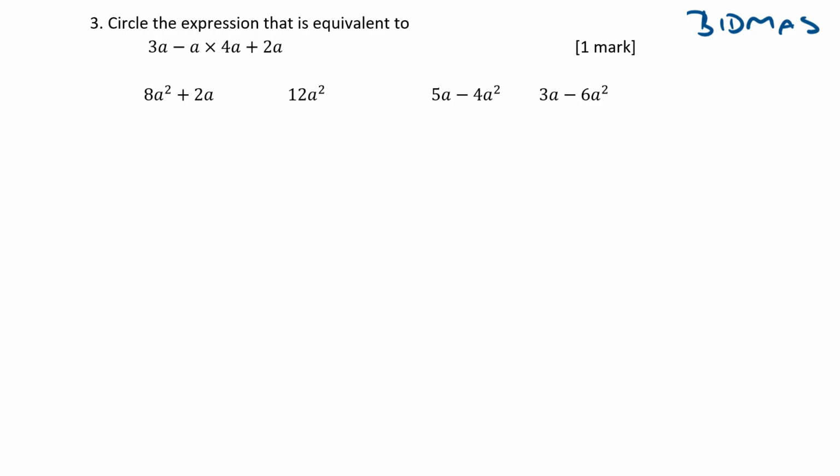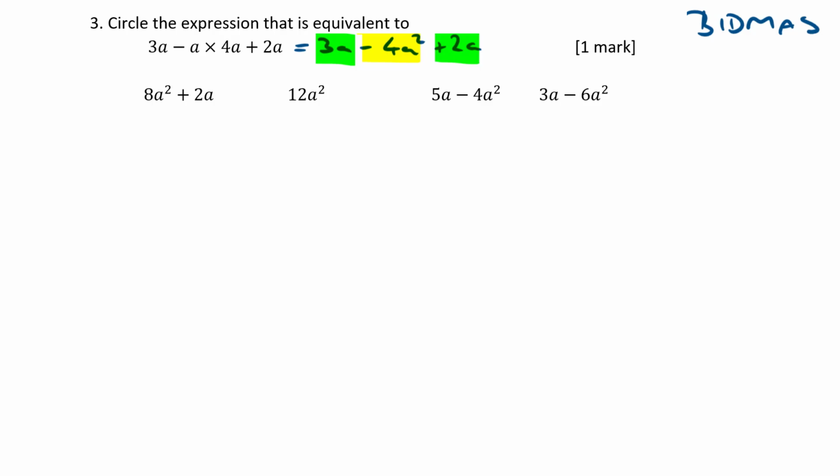Okay, so what's a times 4a? A times 4a is 4a squared. Now if you look at it, we've got two types of terms. We've got terms in a, and we've got a term in a squared, which we can't add to our a terms.